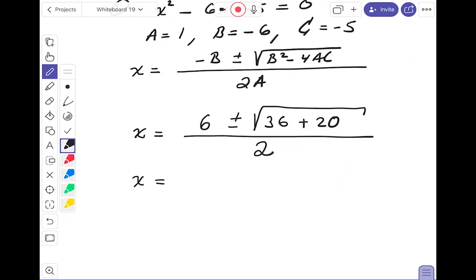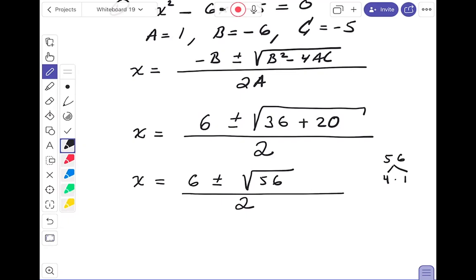X equals 6 plus or minus the square root. Let's see, that would be 56, right? Over 2. All right, I got to keep going through because I'm wondering, can it be simplified? And I'm hoping it can be because it looks pretty nasty. I don't know the square root of 56, by the way, but I'm going to say 56 does have a perfect square in it, and it's 4 times 14. Right, 4 is a perfect square.